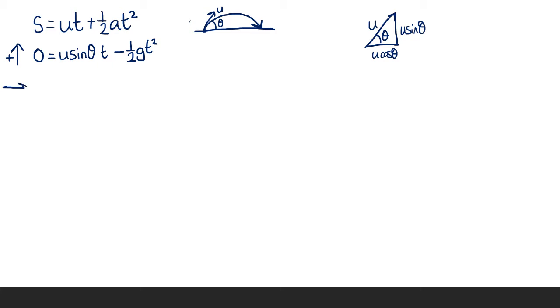So let's resolve horizontally. The horizontal displacement is what we call the range, r. The horizontal velocity from the triangle again is u cos theta, times t. And there's no horizontal acceleration because the only force that we're considering here is the weight of the projectile, which acts down, not across. So we've simply got that.